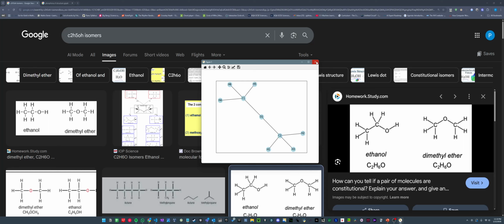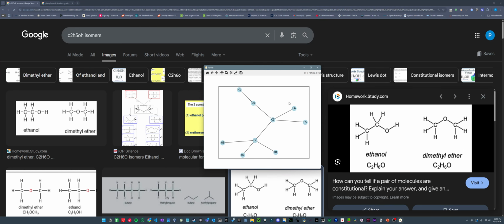Now let's see if the graph generates this one. So this graph, this carbon has 3 hydrogens, and this carbon has 2 hydrogens, which is true here, so 3 and 2. And this carbon branches off into an oxygen which has a hydrogen.